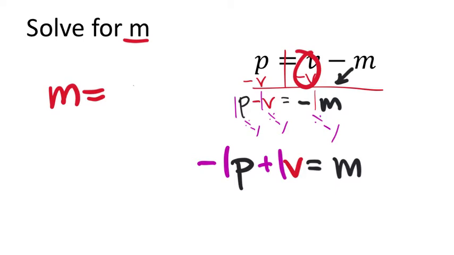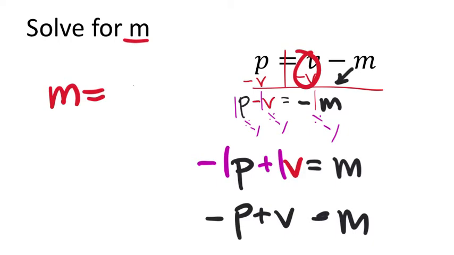Okay, now if I wanted to simplify this, I could just say m equals -p plus v, if I wanted. And I would say that's more simplified. In fact, on Canvas, I believe that's the way you would want it shown. Now, that's one way to do this.